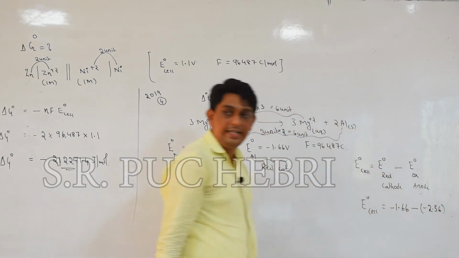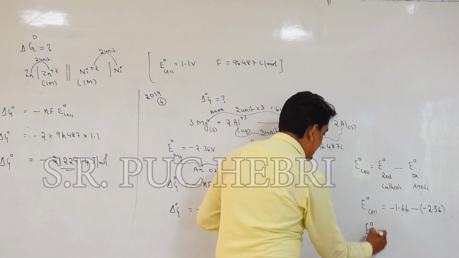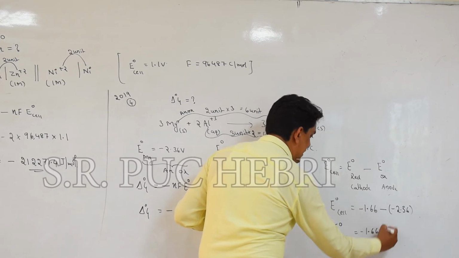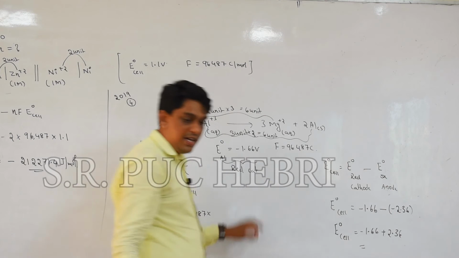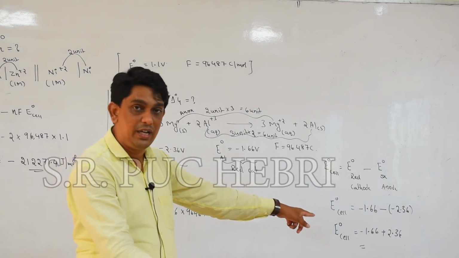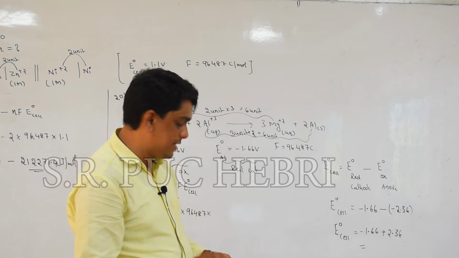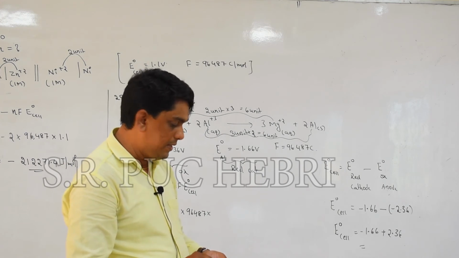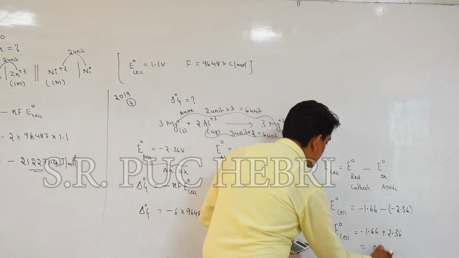Minus 2.36. Now please look at this. E naught cell is equal to minus 1.66, minus of minus becomes plus. You get simplification. You can see the higher value is positive, the smaller value is negative, so the difference will come positive. So let me do the simplification. 2.36 minus 1.66. There is no ambiguity. The answer that you should get is 0.7.